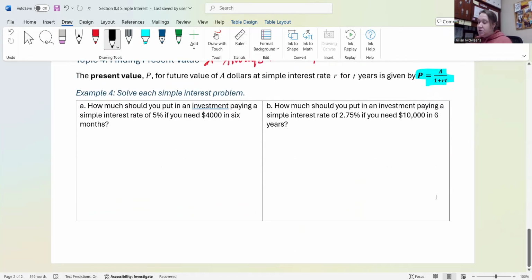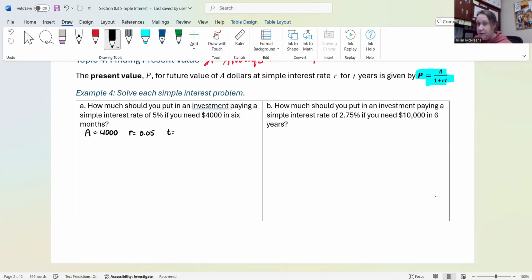Example 4 says solve each simple interest problem. For part A, it says how much should you put in an investment paying a simple interest rate of 5% if you need $4,000 in 6 months? Okay, so we know what A is. A is our future value goal. Our goal is to have $4,000 in 6 months. Our interest rate is 5%, so 0.05.